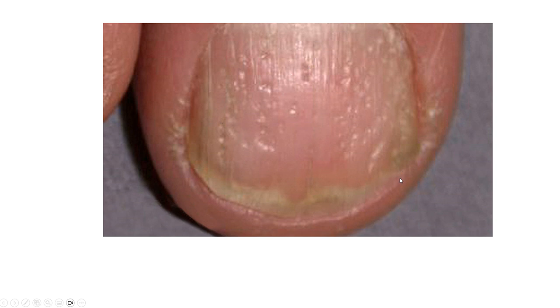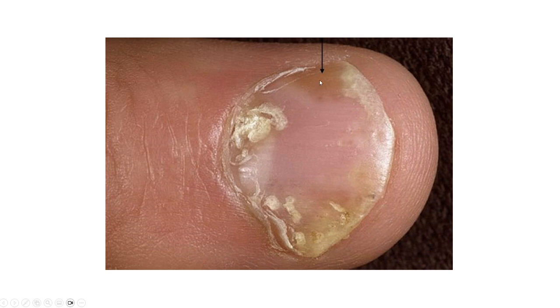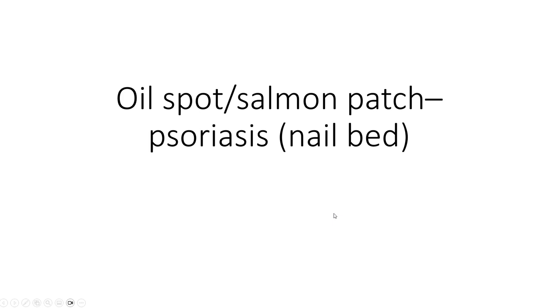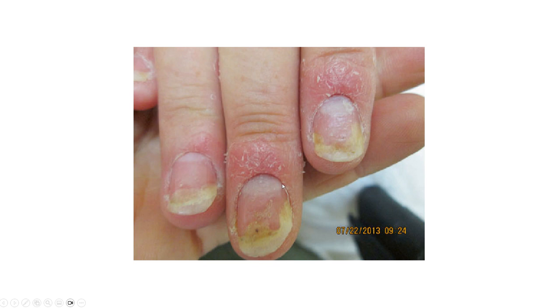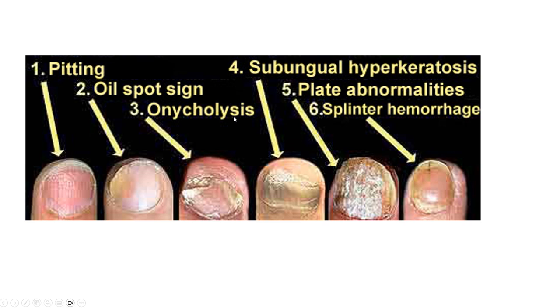Here are pits. This is nail pits. Remember, pits in psoriasis indicate matrical disease, so dorsal nail plate from the proximal nail matrix. This is an oil spot, what I'm indicating here. There's also distal onycholysis. An oil spot is due to nail bed psoriasis or nail bed disease. Here's erythema and scale at the proximal nail fold, so you can see that there's psoriasis. And once again, onycholysis, and then pitting that's visible. So psoriasis with onycholysis is due to nail bed.